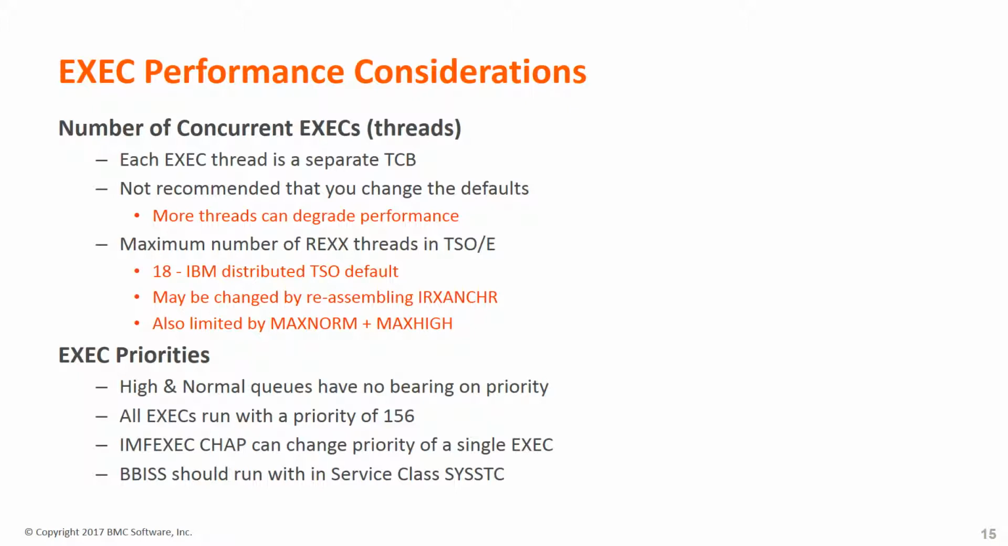That value can be changed by reassembling a module to modify that value. All the execs that run actually run in the OS with the same priority of 156. There is an AutoOPERATOR function you can use to change the priority of a single exec, but they're all going to by default run in the same priority, whether they come in the high queue or the normal exec queue. Important to point out that the BBISS should run in the service class SYSSTC. That is the case in most shops, but you may want to confirm that's the situation in yours.